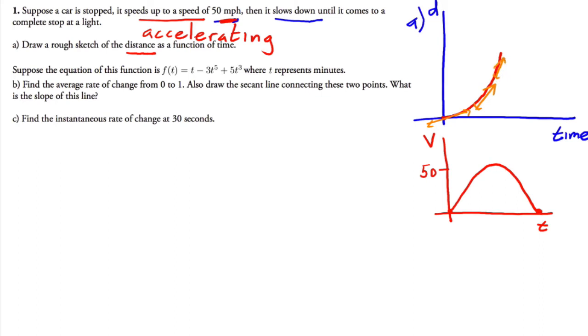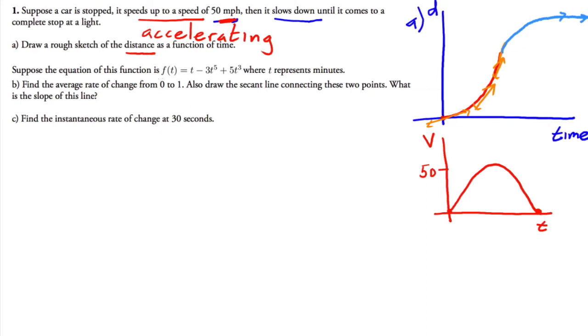Okay, but then at one point it starts slowing down, but again the distance is still increasing. So it's going to be concave down. And then when it comes to a complete stop, time keeps moving, but the distance doesn't change, so it's just going to be flat. Okay, so think about that. You've got to be careful, depending on what you're looking at, whether the distance or the velocity.